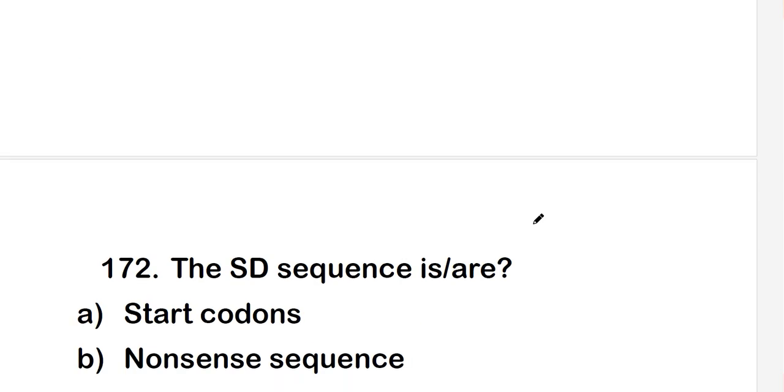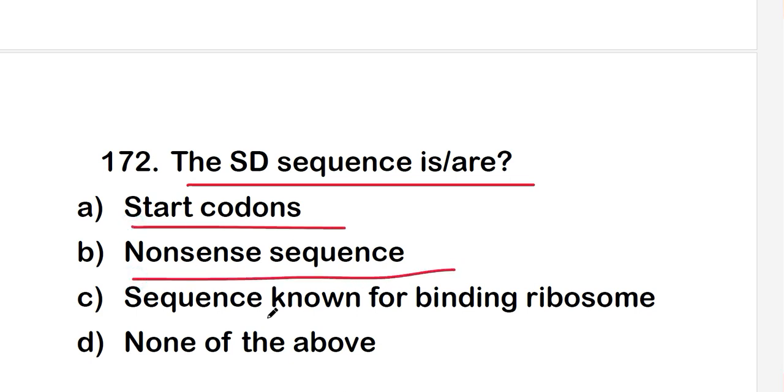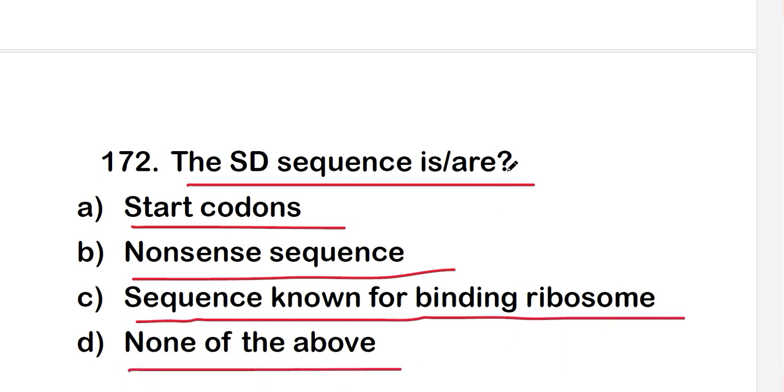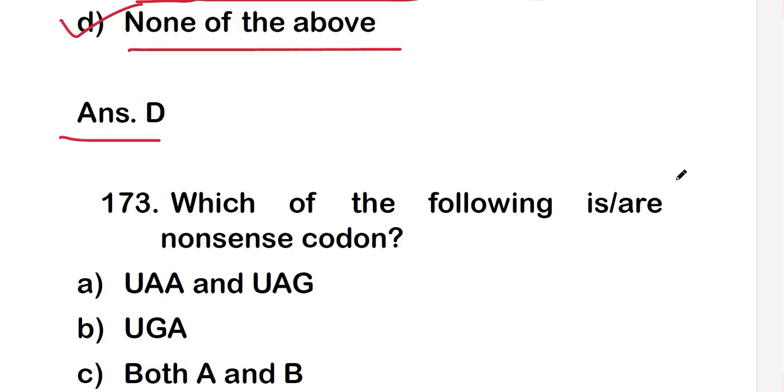Okay, so let's move on to 172. That is the SD sequence is or are option A start codons, option B nonsense sequence, option C sequence known for binding ribosome, option D none of the above, and the right answer is option D, that is none of the above. So the next one is 173.